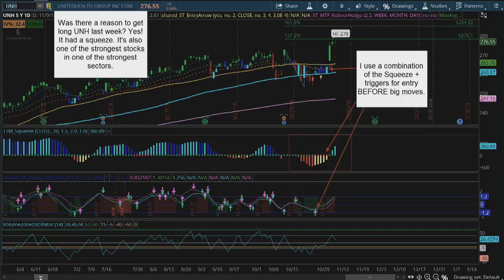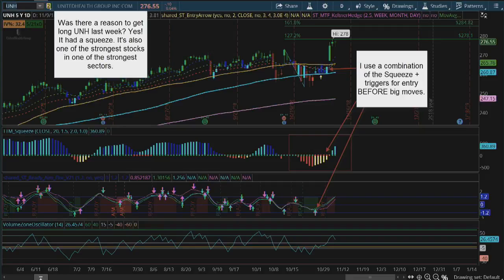So first of all, this is how we get to United Healthcare. Why do I care about United Healthcare? Well, because it's in the healthcare sector, one of the strongest sectors. This is also one of the top weighted stocks within that sector, so it gives me really good movement. Then we look for the squeeze.